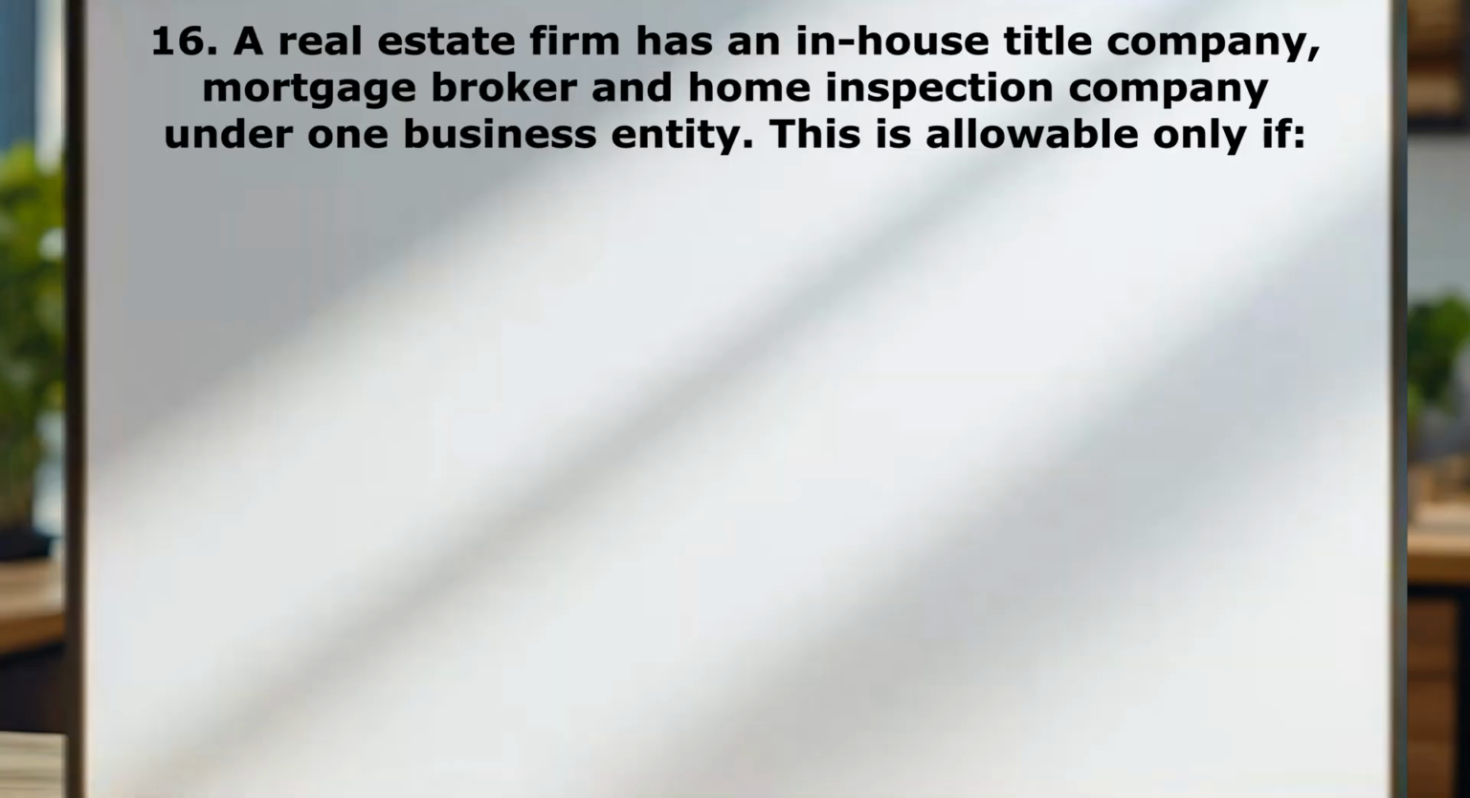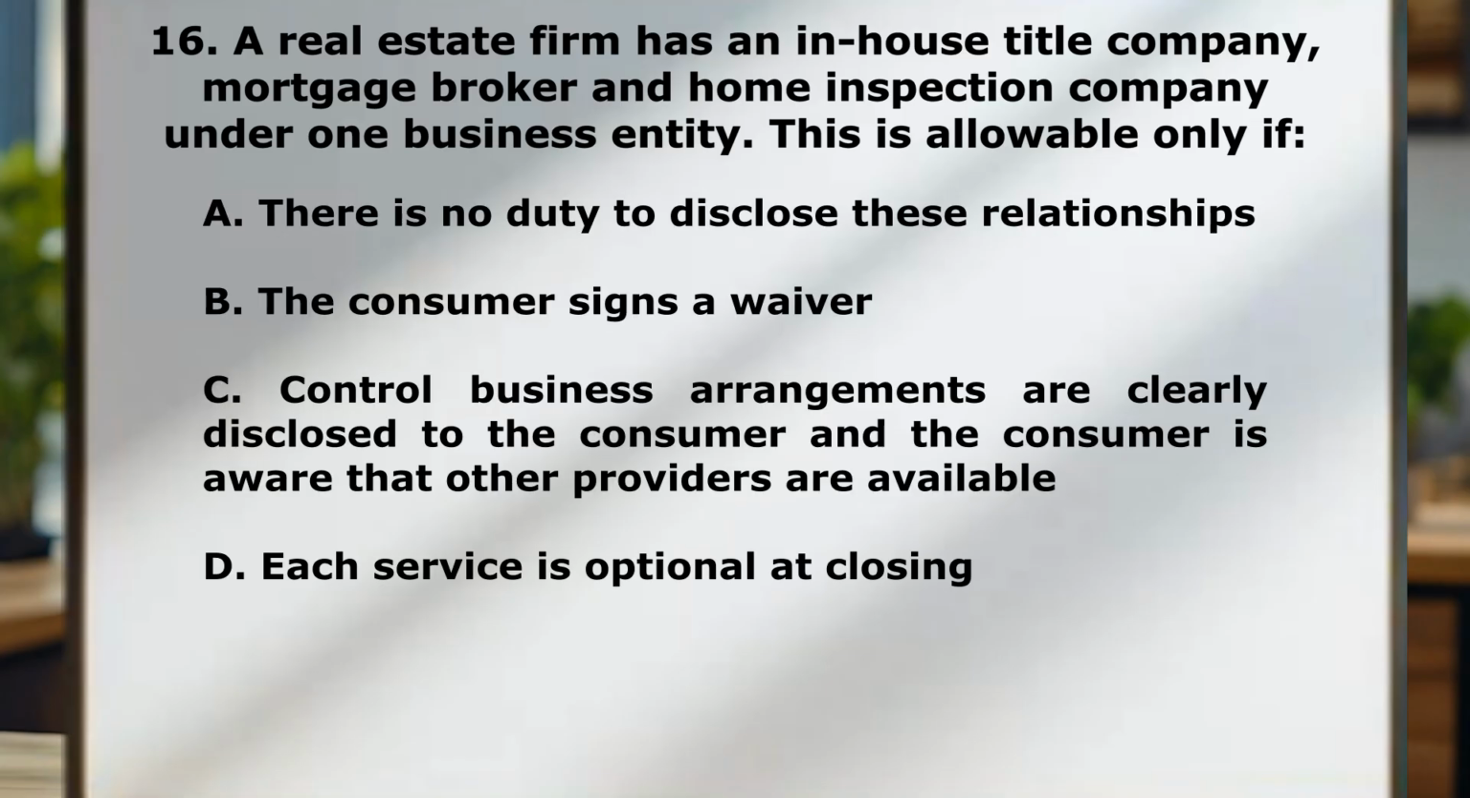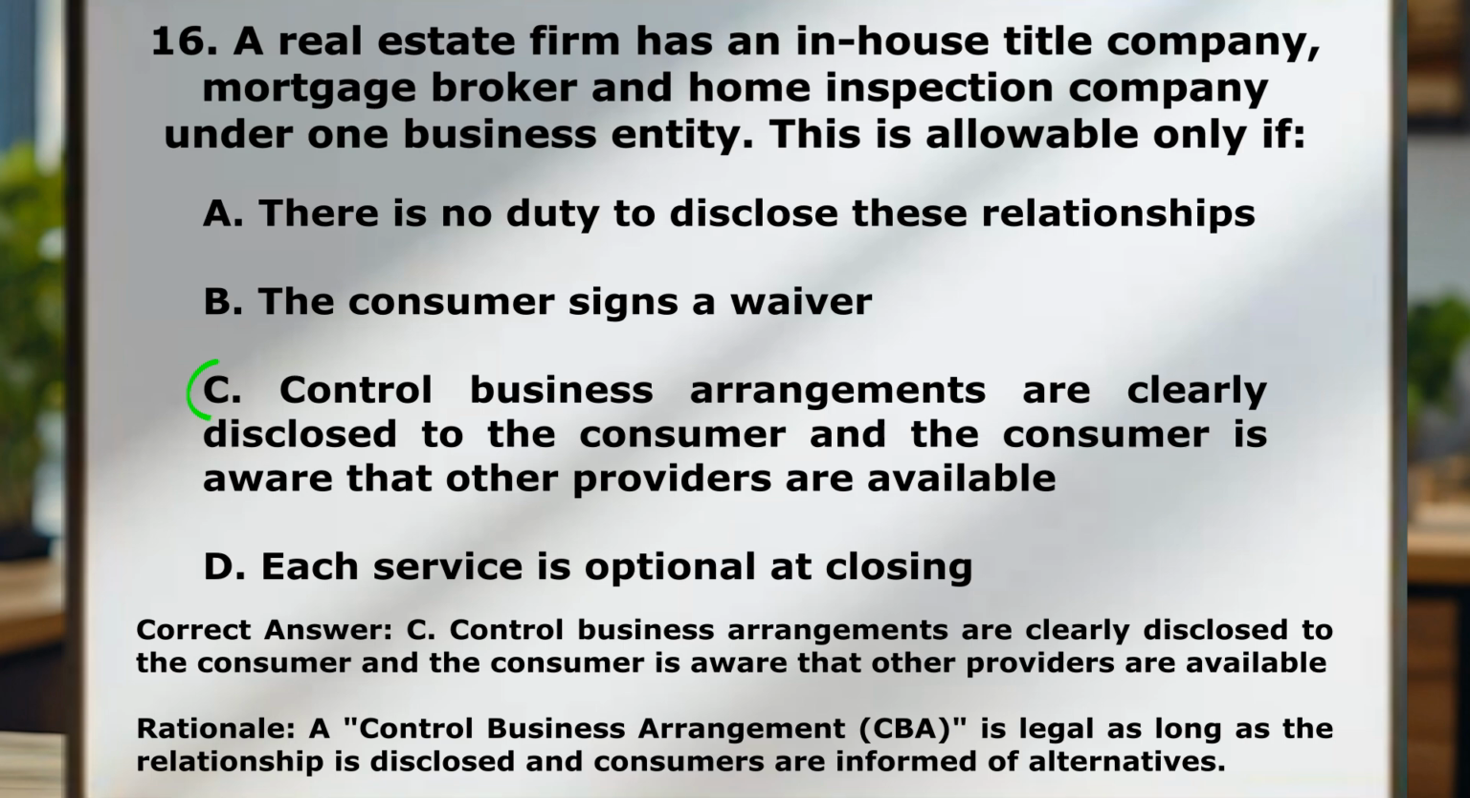Question number 16. A real estate firm has an in-house title company, mortgage broker, and home inspection company under one business entity. They got it all, baby. This is allowed only if A, there's no duty to disclose these relationships. B, the consumer signs a waiver. C, controlled business arrangements are clearly disclosed to the consumer, and the consumer is aware that other providers are available. D, each service is optional at closing. So the correct answer here is C. Basically, if you disclose to the consumer and they're aware they can pick other service providers, it's allowed.